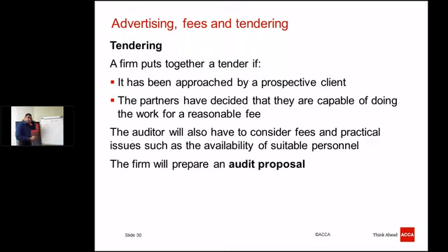And this can actually turn up in a P7 question. So client acceptance may not be the same as engagement acceptance.